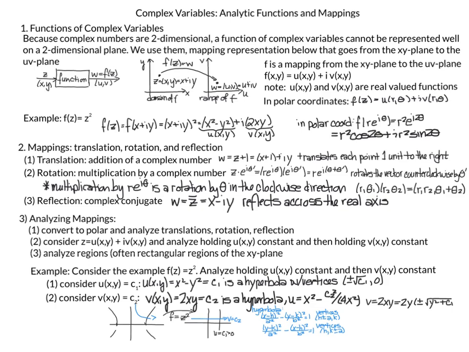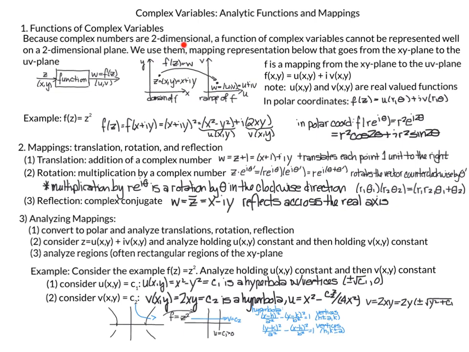This video is the second of two videos to talk about analytic functions of complex variables and mappings. In the first video, we talked about functions of complex variables, and we started by saying complex variables are represented by two numbers, an x-coordinate and a y-coordinate, with x representing the real portion of the complex number and y representing the imaginary portion.